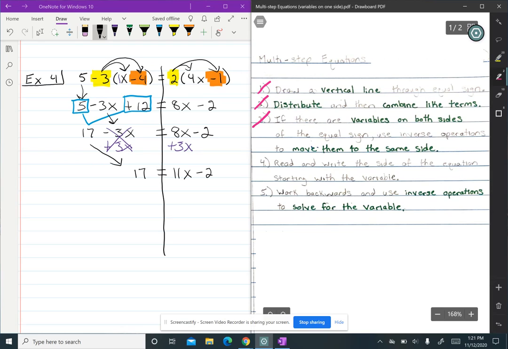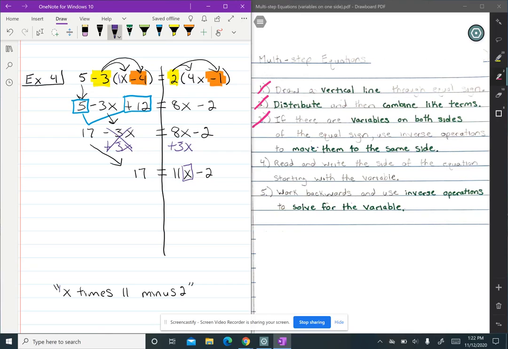Now we have a two-step equation, so we can read that side of the equation with our variable, and then we'll work backwards using inverse operations to solve it. So in this case, I would read this as x times 11 minus 2. Now, working backwards using inverse operations, the last thing that I read was minus 2. So the inverse would be to add 2 to both sides of the equal sign.